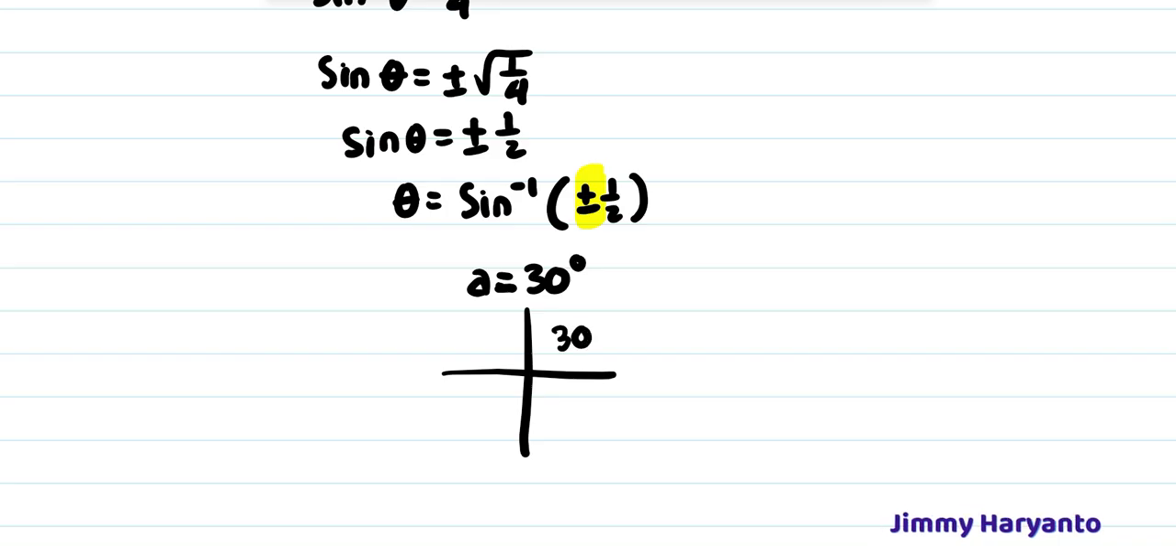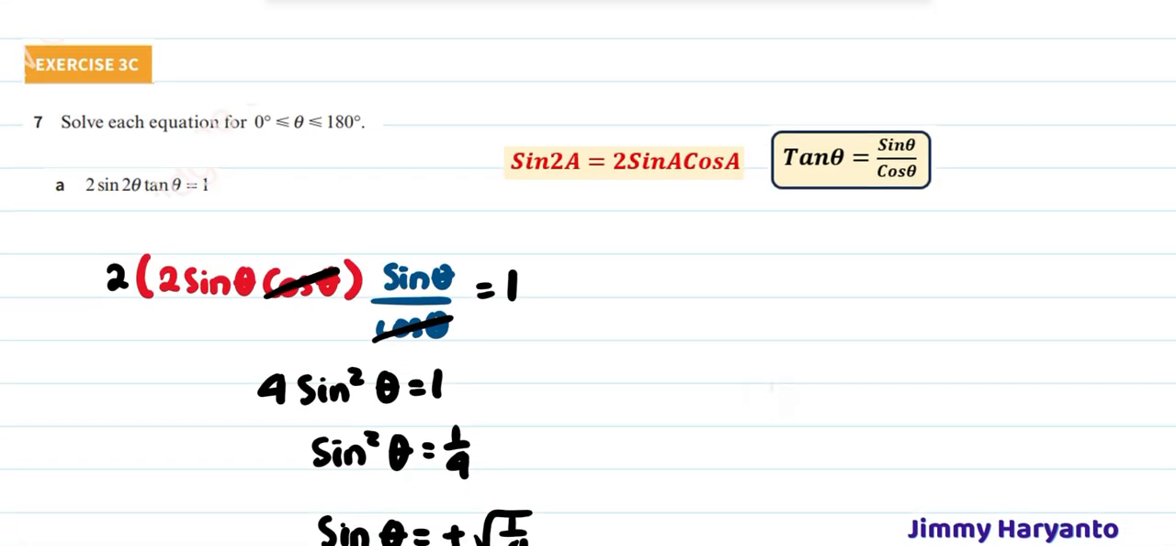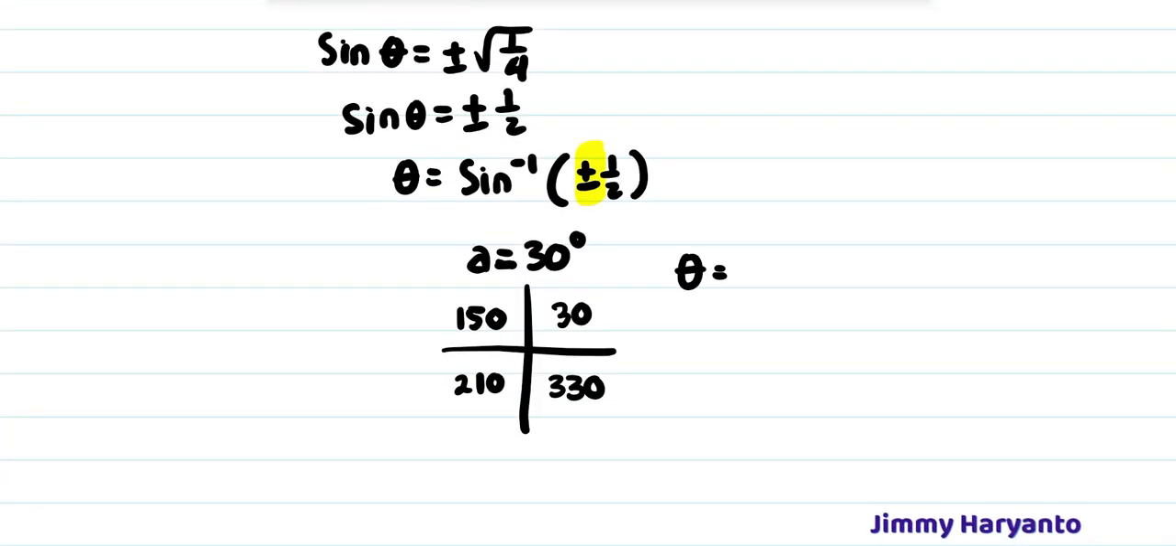That means 30 in the first quadrant. The second quadrant will be 150, taken from 180 minus 30, and then 180 plus 30 equals 210. 360 minus 30 is 330. That means the theta is, let's take a look at the boundaries, only until 180, yeah? So we only take the 30 and 150.